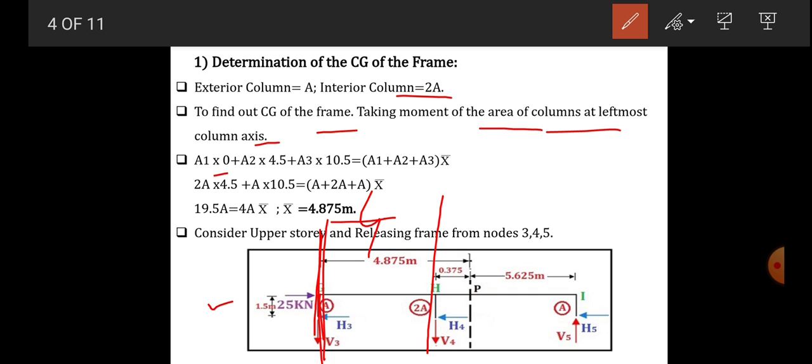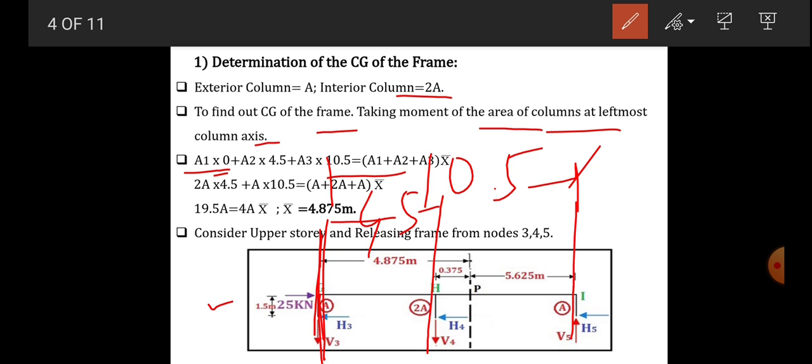So if this column is A1, the distance would be 0, plus the second column is the A2 column, and the distance between these two columns is 4.5. Next column is the A3 column, and the distance between the A3 column and this first column is 10.5. The first column is A1, and its distance about the column itself is 0, because we are trying to locate the CG of the frame with respect to this left column. So A1 into 0, plus A2 into 4.5, plus A3 into 10.5 is equal to A1 plus A2 plus A3 into x bar.